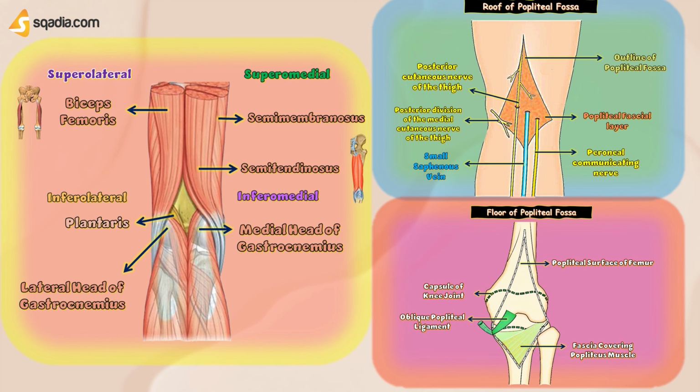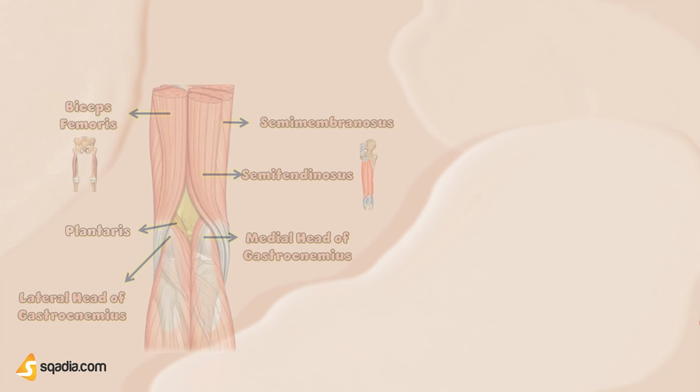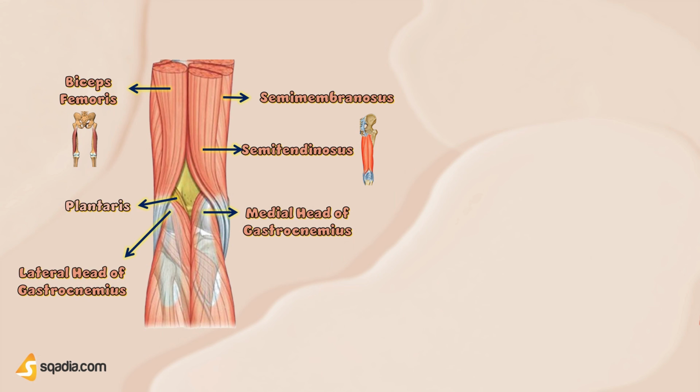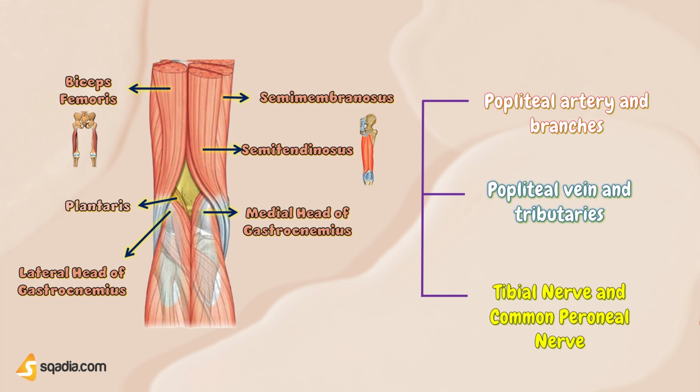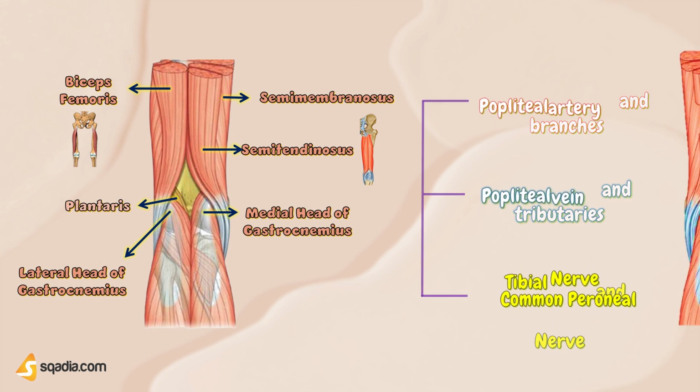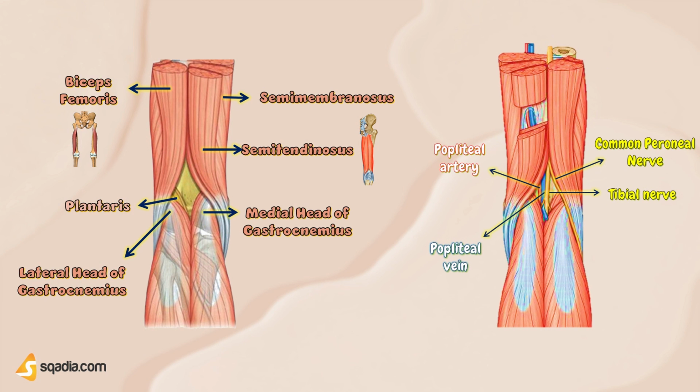Now that we have gone through the surface anatomy, location and boundaries of the popliteal fossa, let's look at the contents that make up the popliteal fossa. Other than the muscles that we discussed that make up the boundaries, there is also the popliteal artery and branches, popliteal vein and tributaries, and the tibial nerve and its branches, and the common peroneal nerve in the popliteal fossa. Here you can see that these three structures are closely related. We will discuss them one by one.